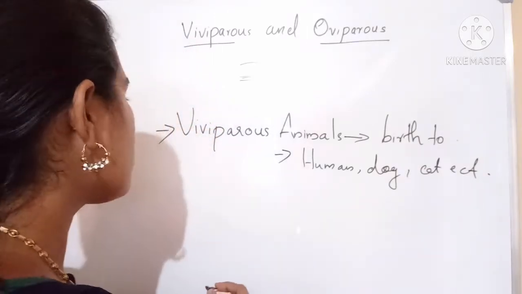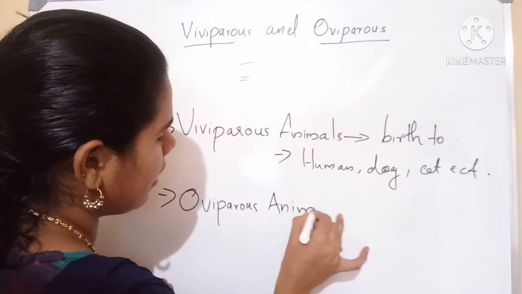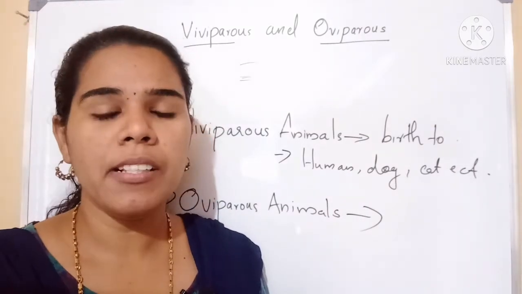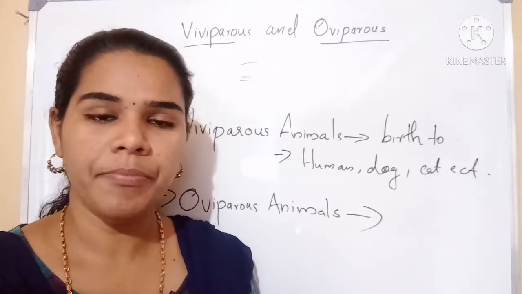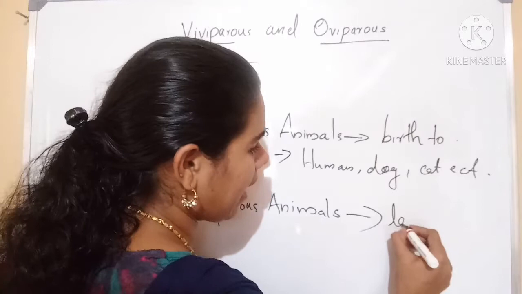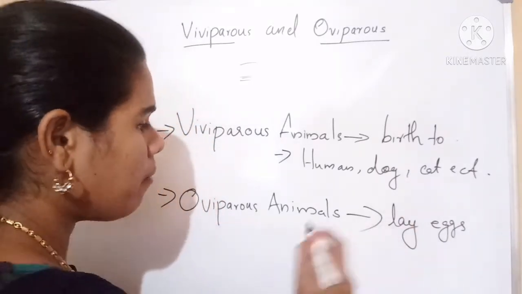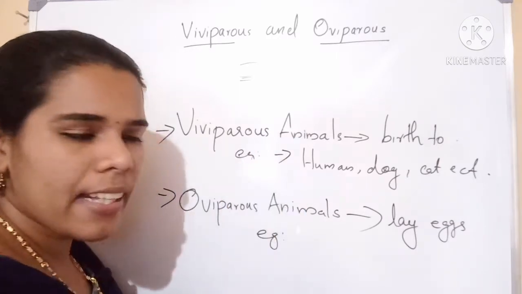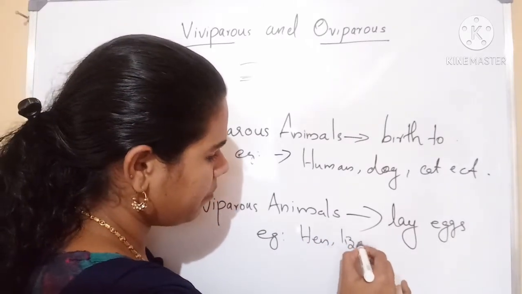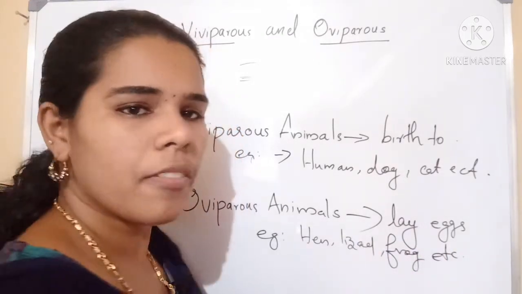And the second one is oviparous animals. The second important term is oviparous animals, which means those animals which lay eggs, and later the young one becomes an adult. What are the examples of oviparous animals? Hen, lizard, frog, etc. These are the examples.